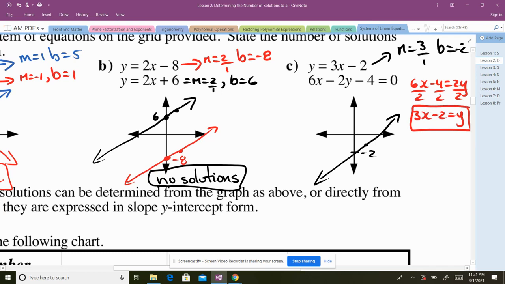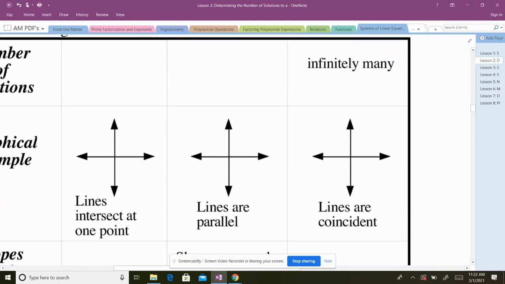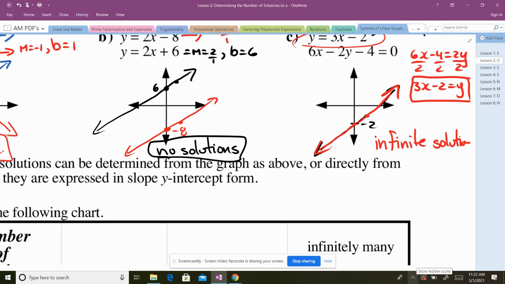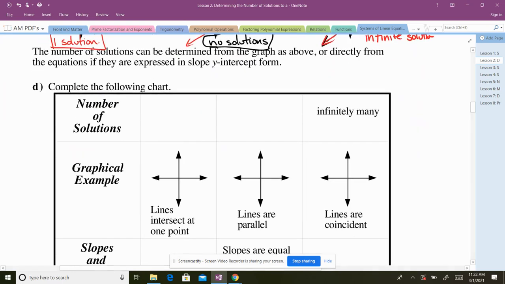What do you notice about that? That's the same equation, right, as this one. So if I plotted that, oh, negative 2 up 3 over 1. Whoa. It has infinite solutions because they're lying on top of one another. So they're connected at every point. Okay? All you need to remember is in this little table right here.